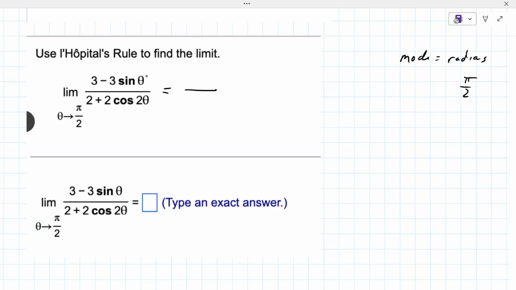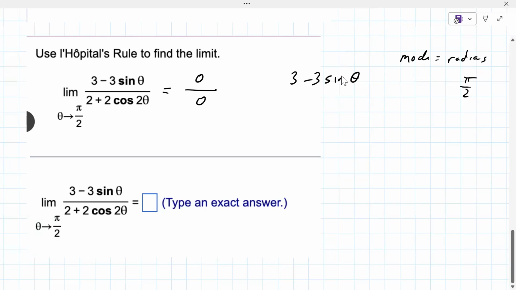Is it still 0/0? It is. It should be 0/0. Okay. So now it's about taking a derivative. When you look at just the top, 3 minus 3 sine theta, what is the derivative of 3? It's 0. The constant -3 goes with the sine.